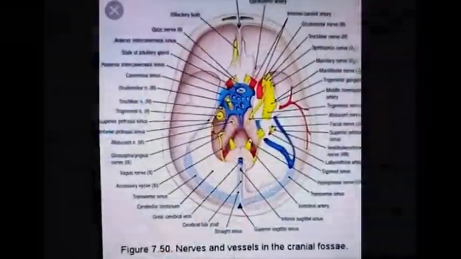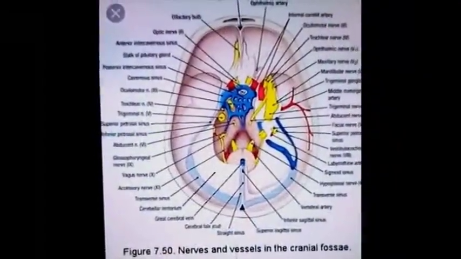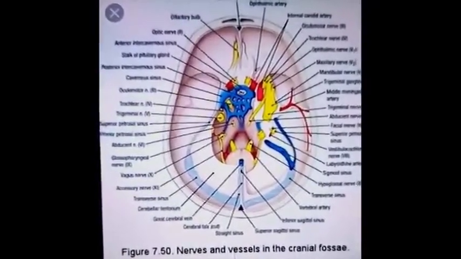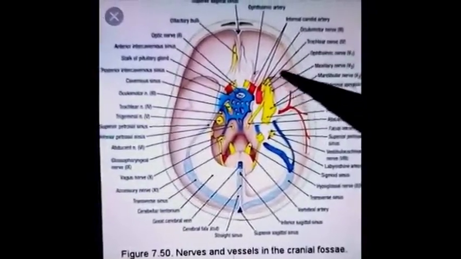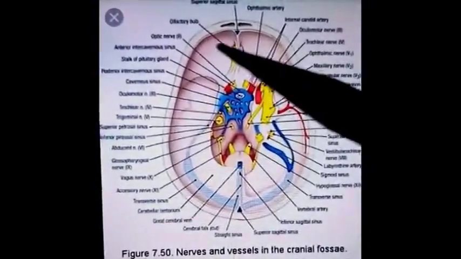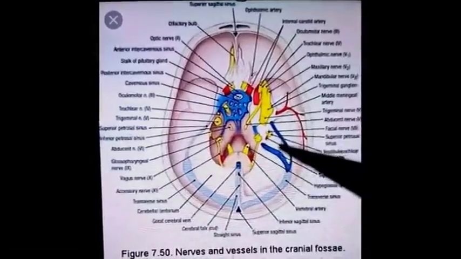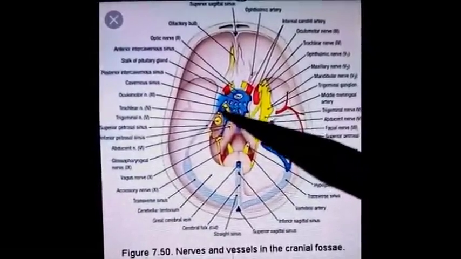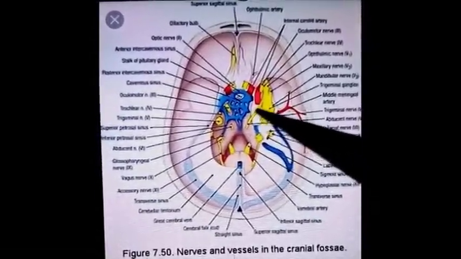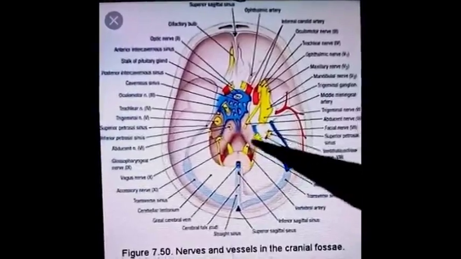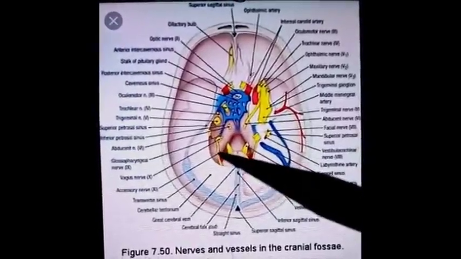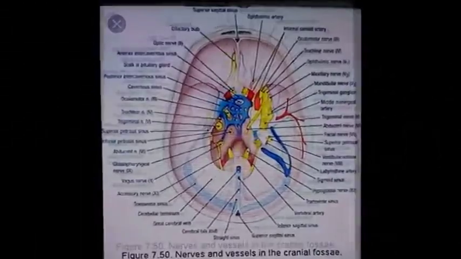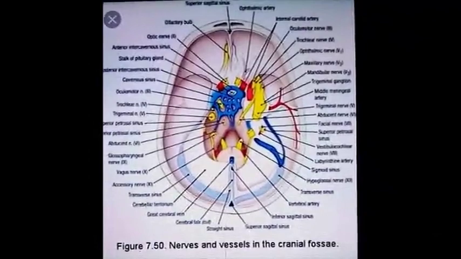Next are the other structures which are visible after removing the brain from the cranial cavity. The structures visible after removing the brain are the 12 cranial nerves, which are shown in yellow color in the diagram, then the cavernous part of the internal carotid artery, which is present in this area, the petrosal nerves, and lastly the fourth part of the vertebral artery. The 12 cranial nerves have already been discussed in detail.